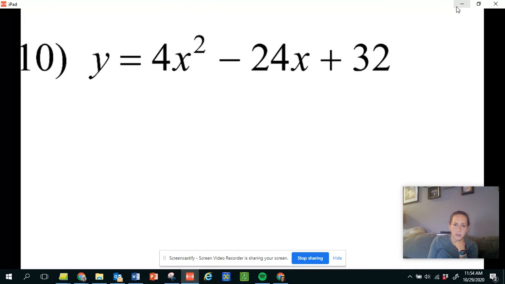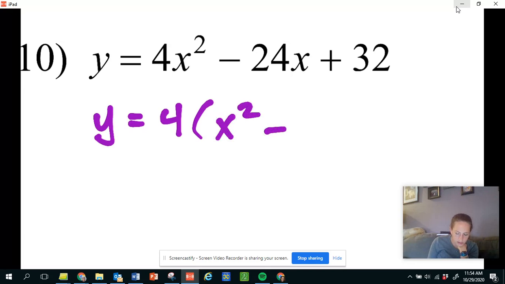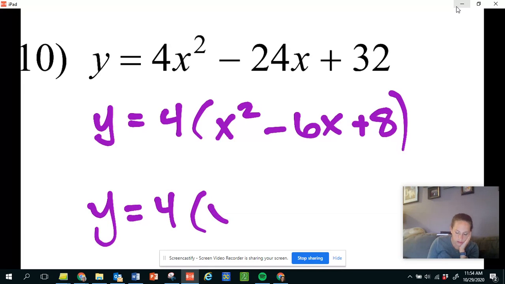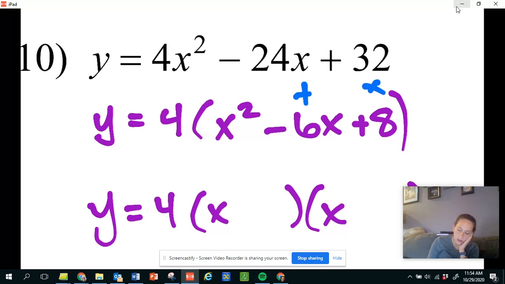Here, greatest common factor. Got to divide everything by 4 first. So I've got x squared minus 6x plus 8. Now I can factor. So I need to find two numbers that multiply to 8 and add to negative 6. The only things that multiply to 8 are 1 and 8, and then 2 and 4. Which ones add up to 6? If you said 2 and 4, you'd be right.